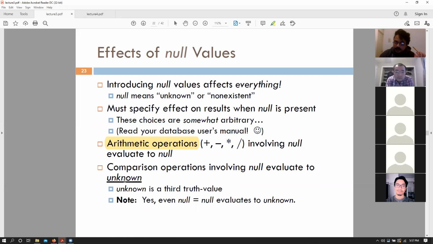Comparison operations involving null values also evaluate to that unknown or null value, right? So you can imagine that a comparison operation, in a database at least, can return one of three things. Not a Boolean, that is one or zero or true or false. It can return a true, false, or an unknown or a null value. So you can imagine that the unknown null value is like a third truth value in your Boolean expressions, right? Yeah, null equals null also evaluates to null or unknown.